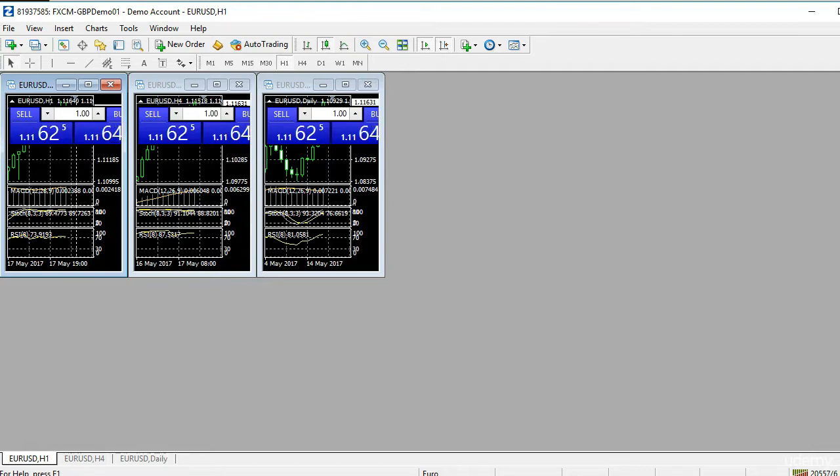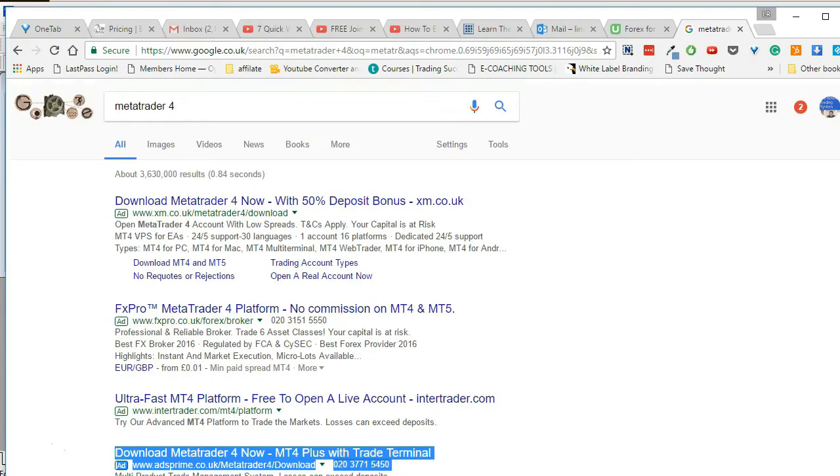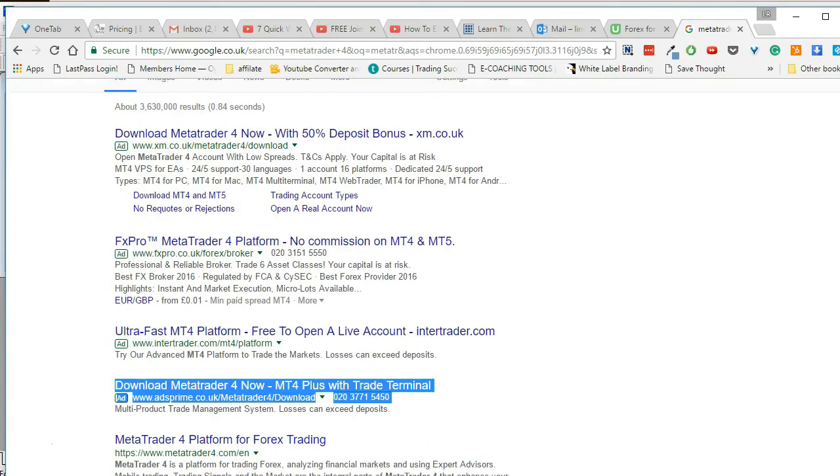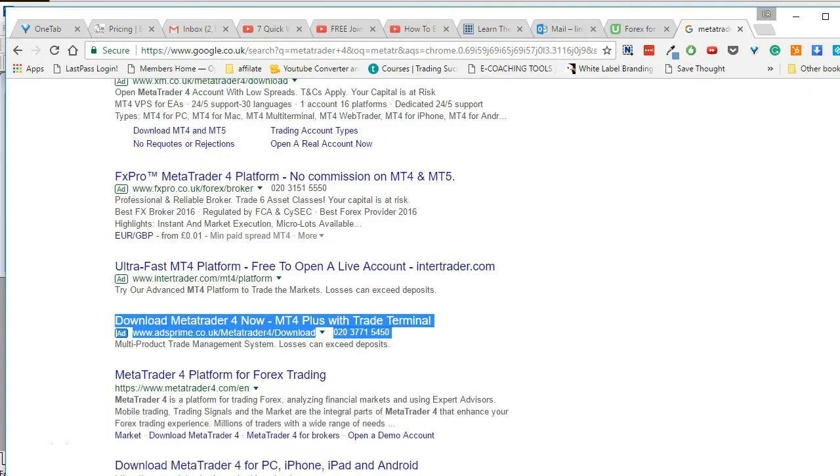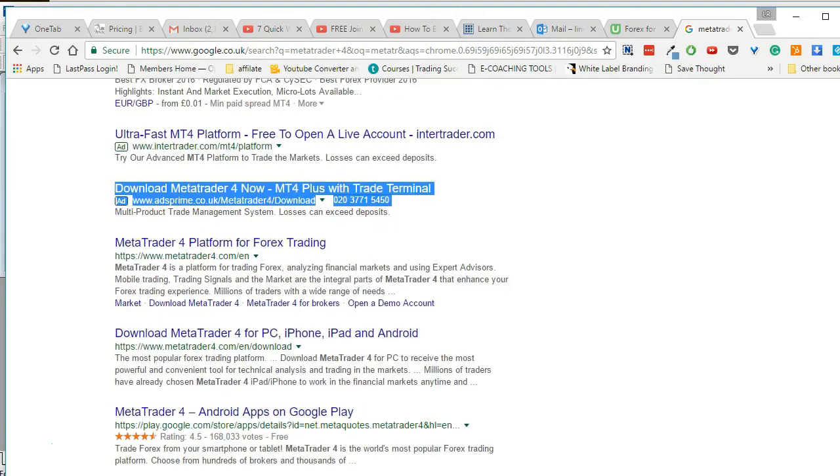So how you download it, if you just do a search for MetaTrader 4 online, you will find that there's a lot of brokers that will allow you to use their version of MetaTrader 4. They do ask you in return for your email address and your phone number, and you may well get a call from them asking to open a live account.